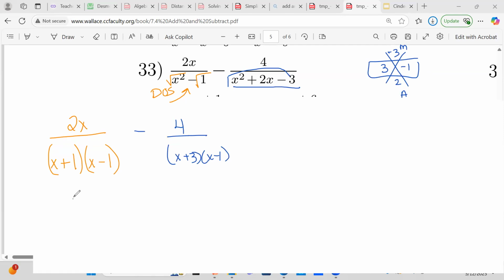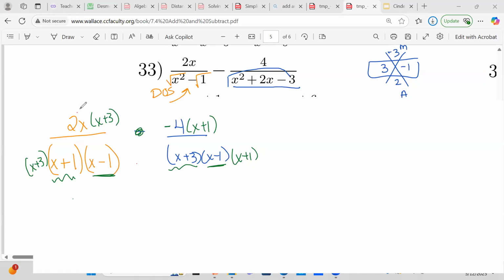Okay, looking just at the bottoms, they both have x minus 1. That's good. But see, this guy has x plus 3. You got to invite x plus 3. Be fair. And then this one has x plus 1. We need to invite x plus 1. Be fair. Scribble out the minus, put it up top.